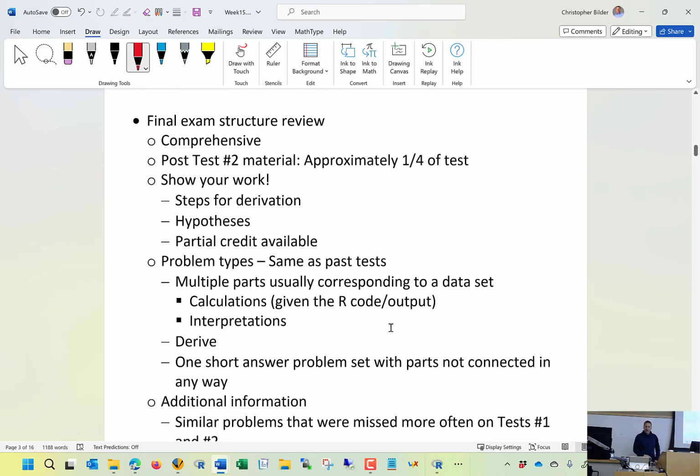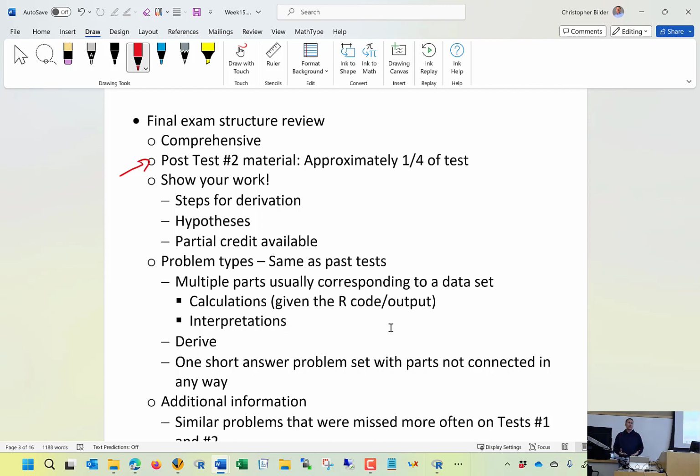Let's talk about the structure of the exam. It is a comprehensive final exam. In terms of the amount of material that you have not been tested over yet, about 25% of the test is based upon the stuff after our ARMA models.